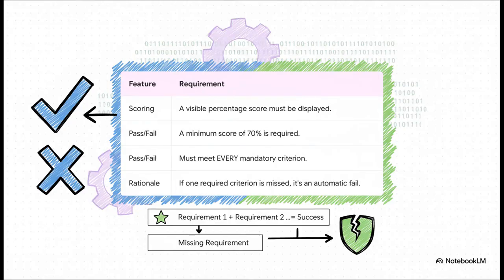Now this right here is so important. We're embedding real-world business logic into the application. The score isn't just some random number. See that last point? A single missed mandatory requirement is an automatic fail. That's how real hiring works, and that kind of strict logic is what makes this a truly professional and valuable tool.